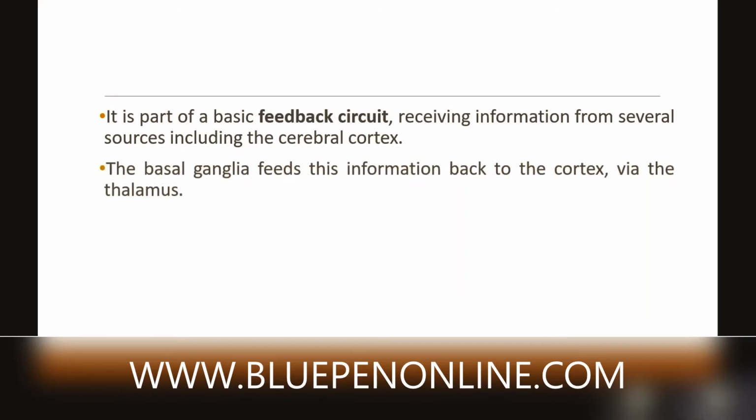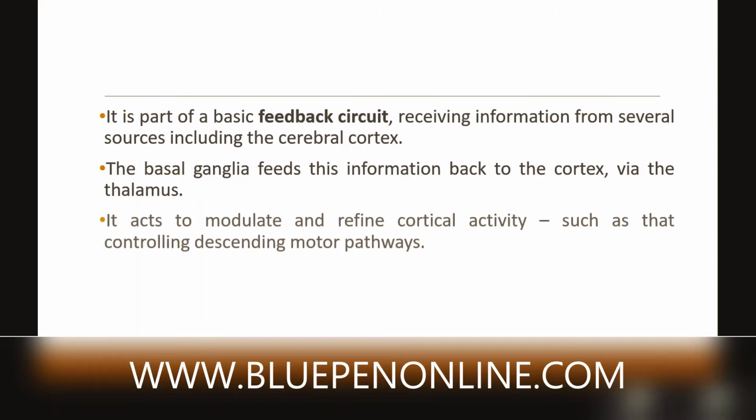Now, the basal ganglia feeds this information back to the cortex via the thalamus. So that is why it is called a feedback circuit. It is between the cortex and the basal ganglia, and along with that comes the thalamus. Then it acts to modulate and refine cortical activity, such as that controlling descending motor pathways.